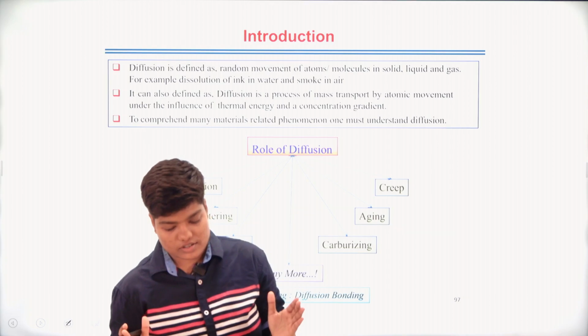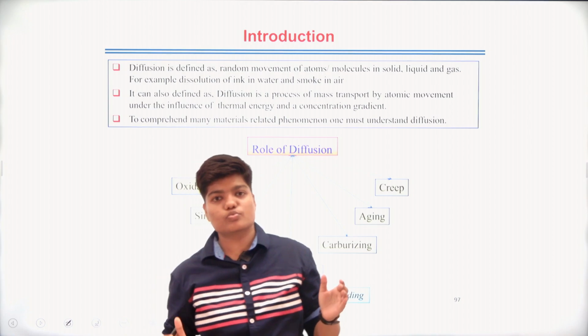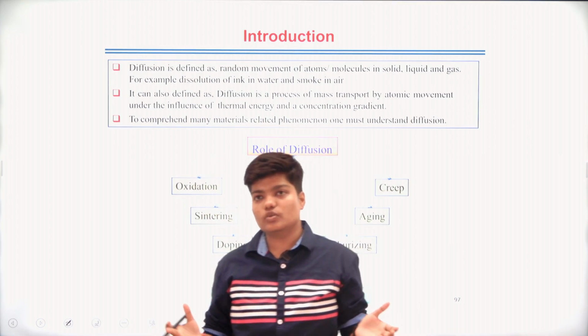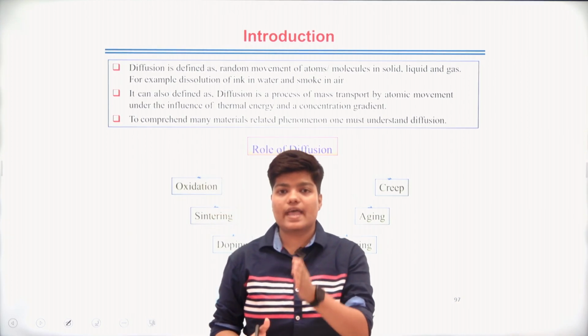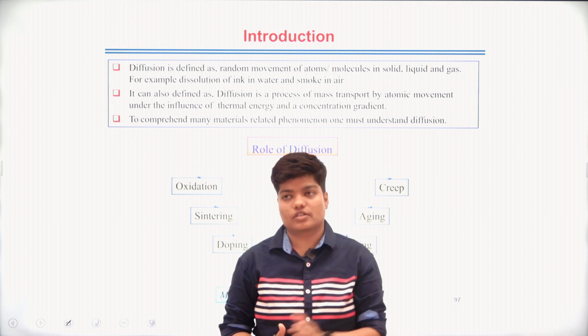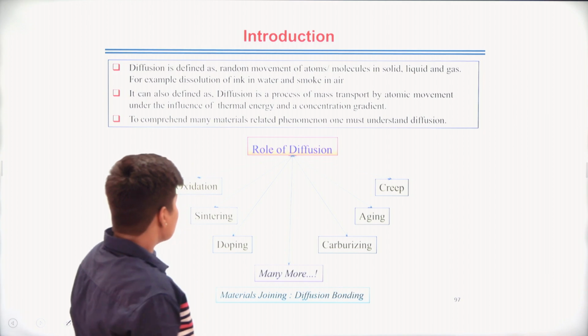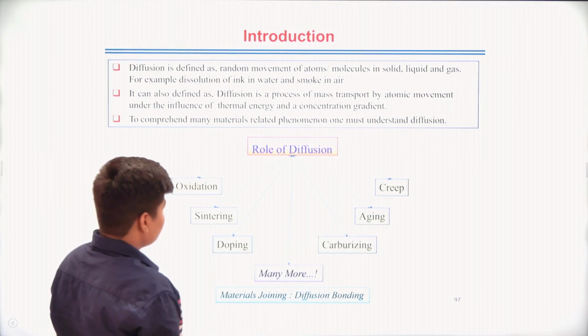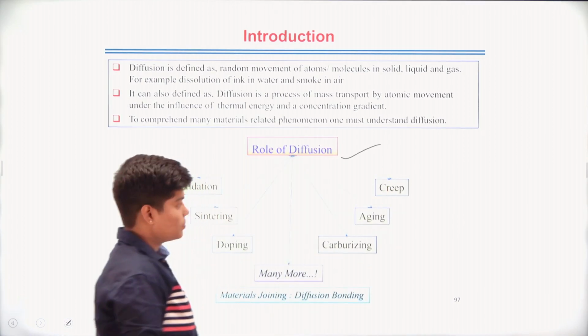If the concentration is more on this side and less on this side, the molecules will always try to reach equilibrium. So, the molecules will move from higher concentration to lower concentration. That is another reason for diffusion. Now, let us look at the role of diffusion in materials and different properties.